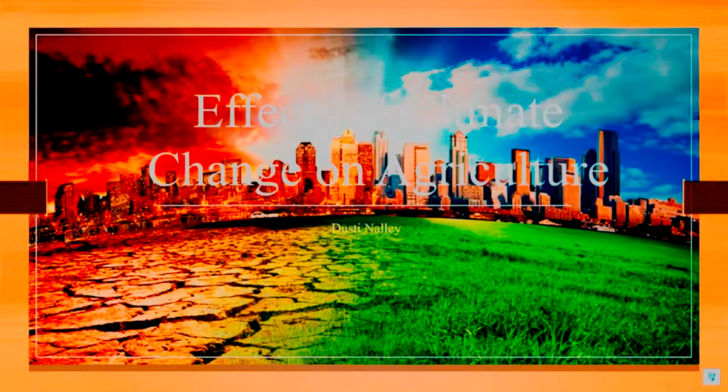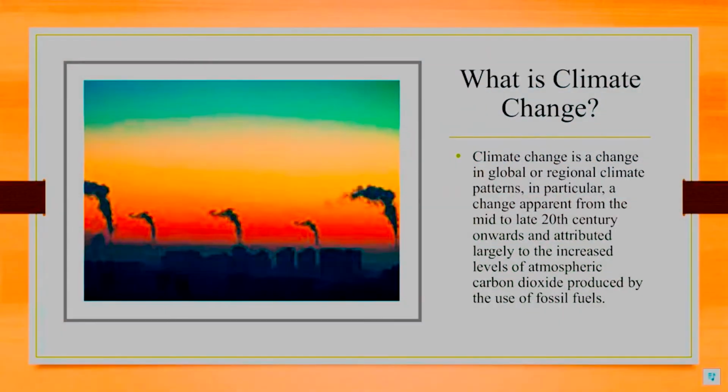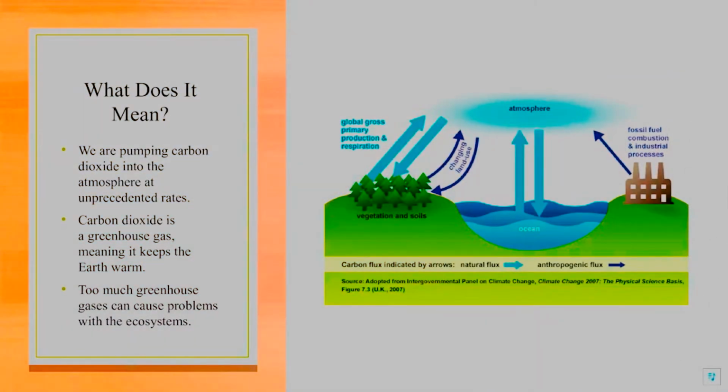Effects of climate change on agriculture. What is climate change? Climate change is a change in global or regional climate patterns. In particular, a change apparent from the mid to late 20th century onwards and attributed largely to increased levels of atmospheric carbon dioxide produced by use of fossil fuels.